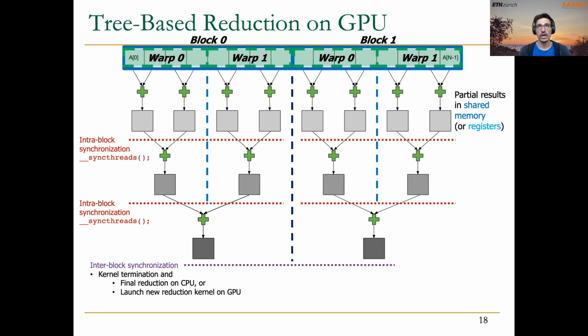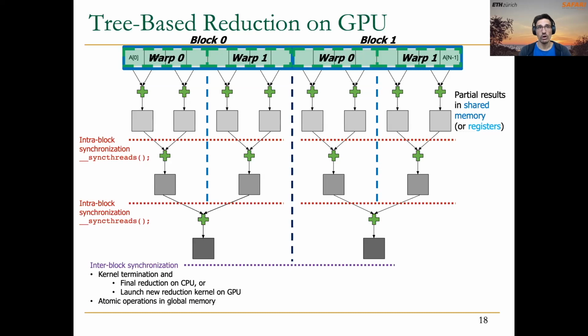In some cases, if the size of the original array is huge, and after having performed these partial reductions in the different thread blocks, we still have many elements here, we may want to launch a new reduction kernel on the GPU.